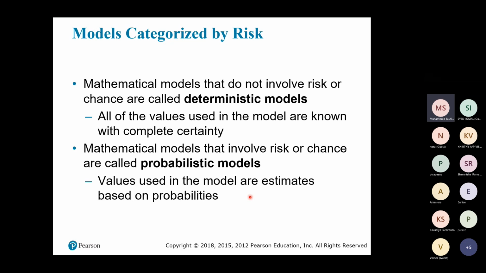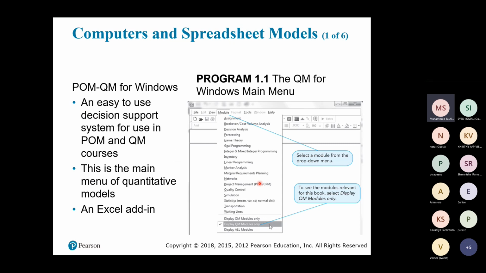So in this situation, you have to modify the model. You have to include the probabilistic terms in the model. Now it will change into a probabilistic model.